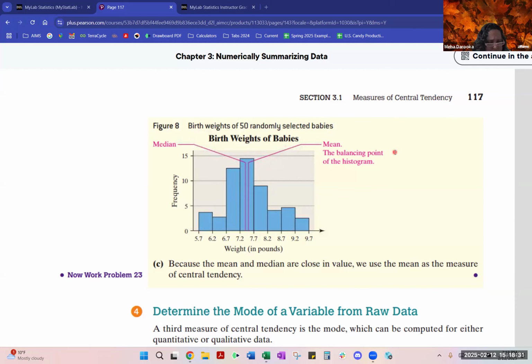distribution. Danny, I don't know what happened to your camera, but it's pointing to the ceiling now there.